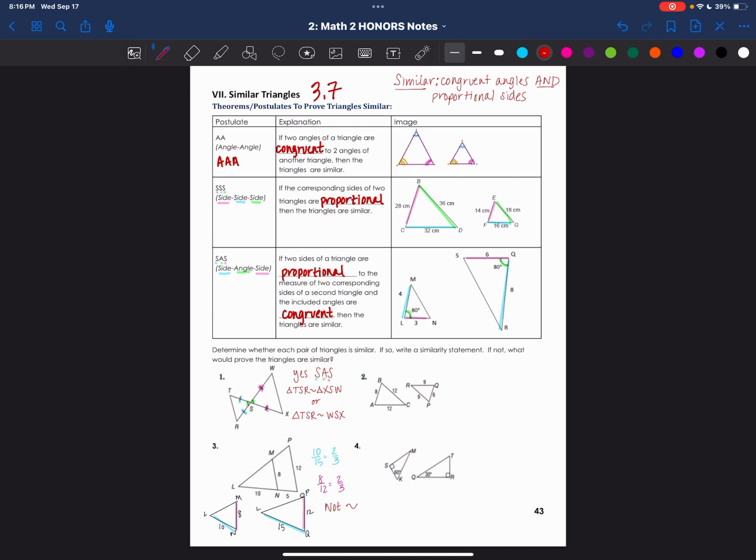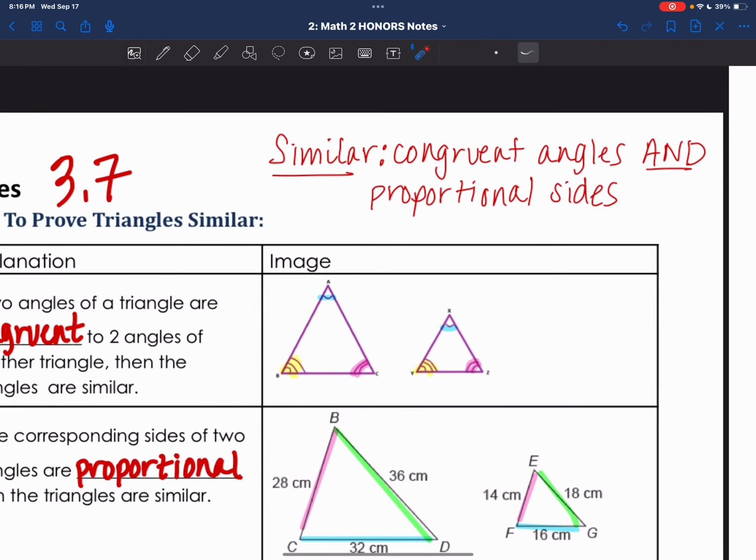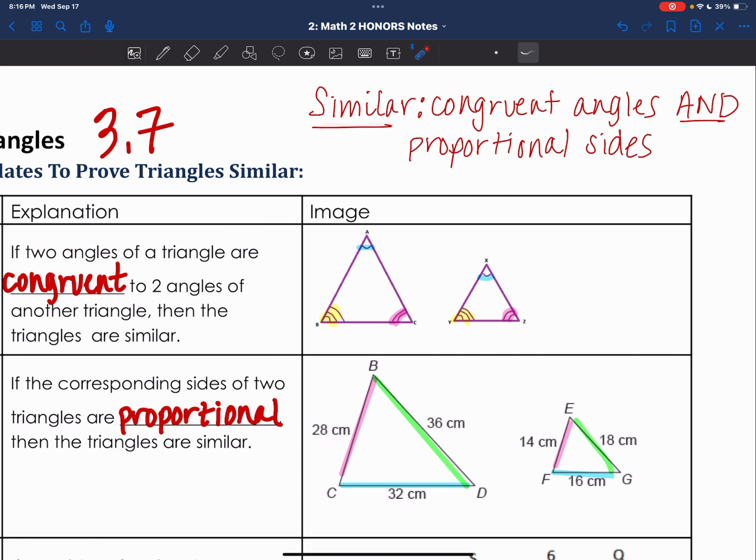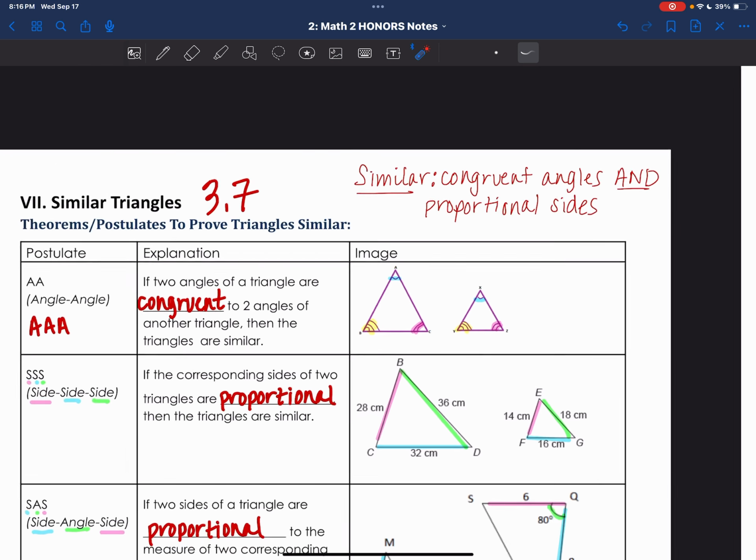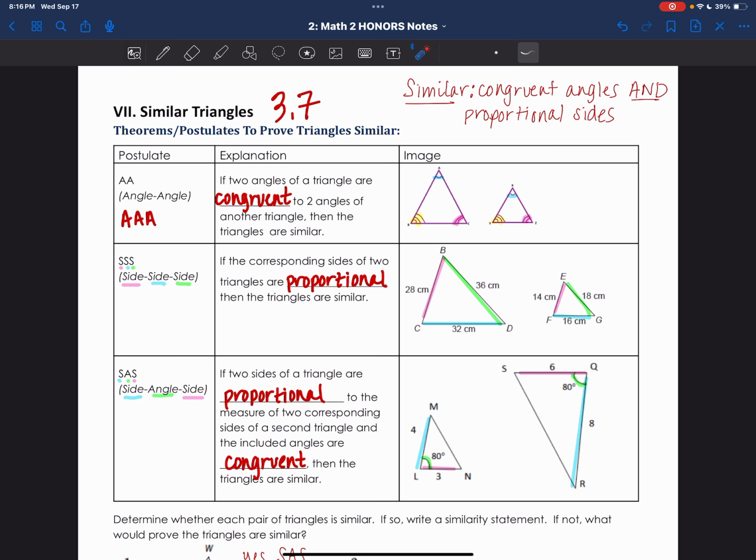All right, today we're going to be talking about similar triangles, and we're talking about theorems and postulates to prove that triangles are similar. So as a quick review, remember similar means congruent angles and proportional sides. So now we're going to prove if the triangles are similar.